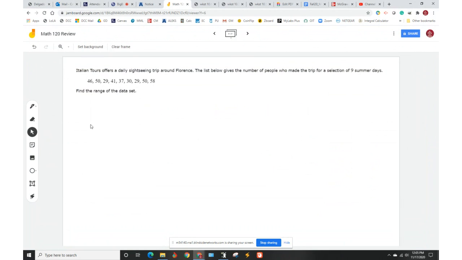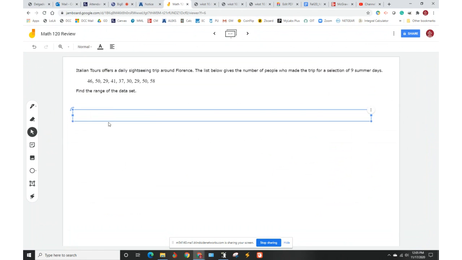So this is in different places in the notes. But the range, this is probably the easiest calculation there is to do. But this thing is not really used too much. It's just to give you an idea about how spread out the data is.